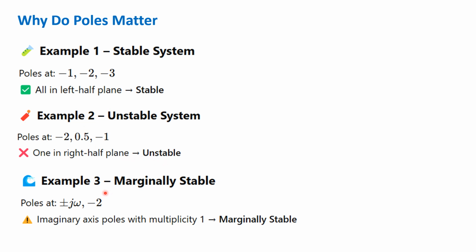And finally, let's look at the case where we have a marginally stable system. We have poles at plus or minus j omega and -2. These imaginary poles have a multiplicity of 1. That's a marginally stable system.